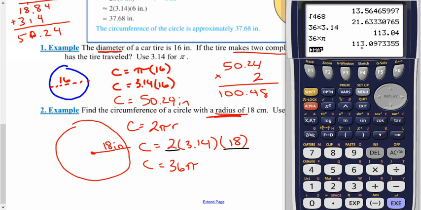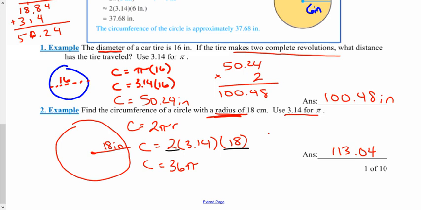This one's 113.04. This one's 113.097, right? It's a little bigger. That's because there are many more decimals. This keeps going. This is using 3.1415926, I don't know, whatever it uses, many more decimals. Okay, so be careful, make sure you read the directions. This says use 3.14, so don't accidentally use the pi button.